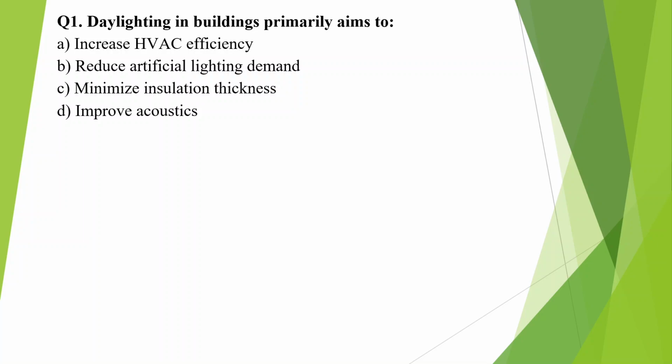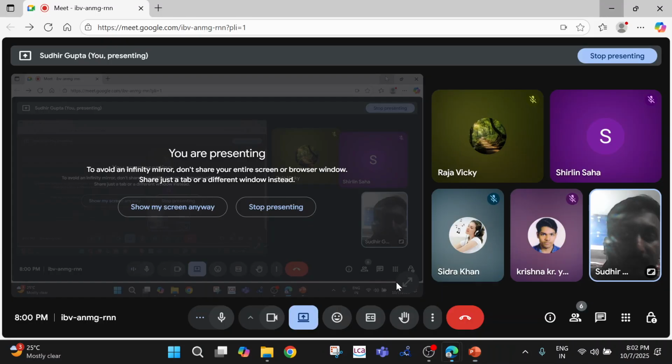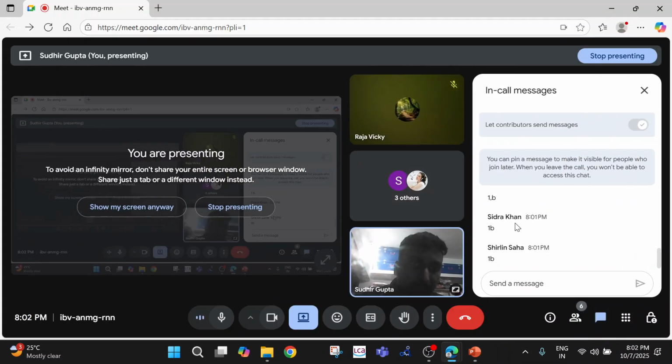The first question is simply asking you about the primary aim of daylight in buildings, or what you understand by this particular terminology with respect to buildings. Question number one. If you answer it correctly and quickly, then I will move to the second question, guys. First of all, let me see quickly. I've given enough time.